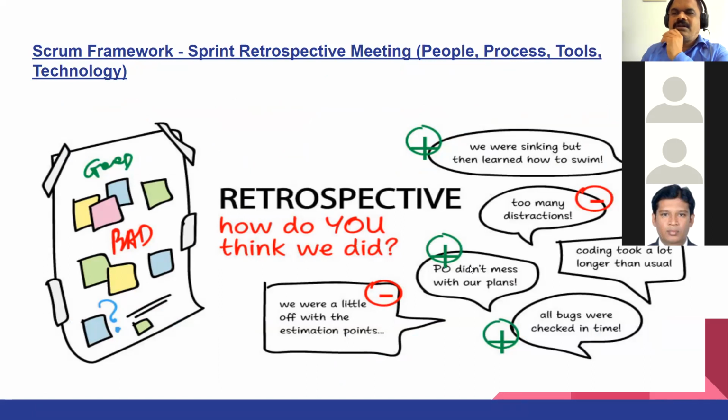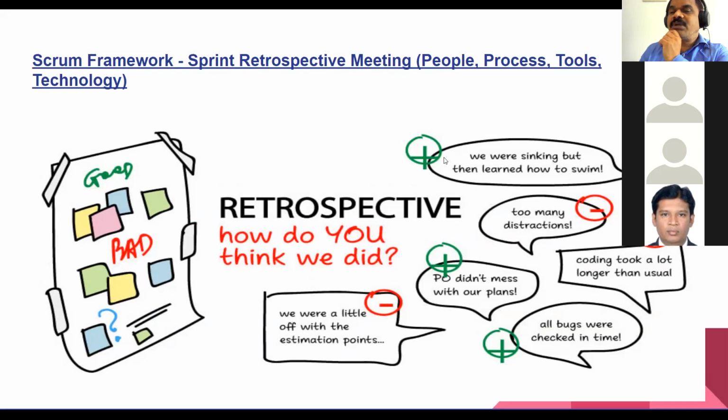Okay, PO did not mess with our plans, right? No, because the product owner gave us 10 requirements. He told us to do 10 requirements. We did 10 requirements. In between, the PO did not come and create problems. So too many distractions are there. That is a negative thing, right? But we are learning. If you are a brand new team, you will definitely have hiccups, a lot of problems until you get settled, right?